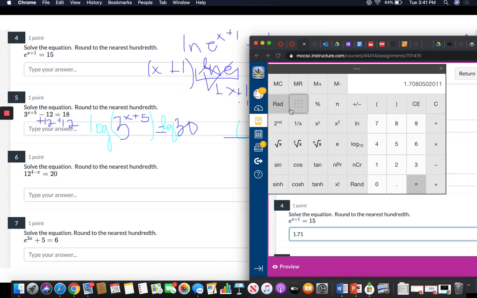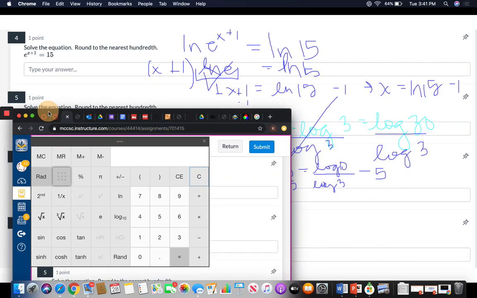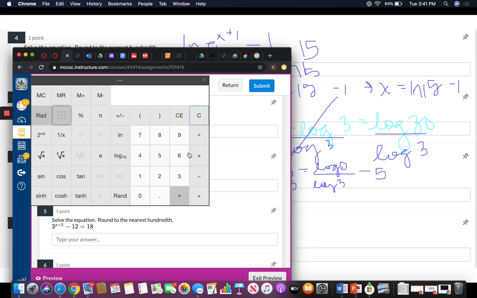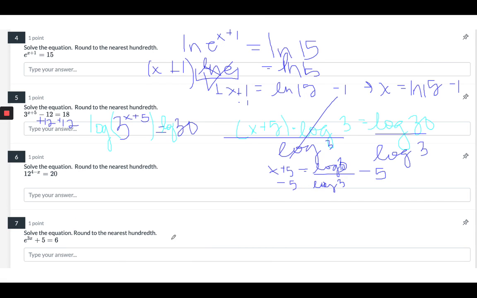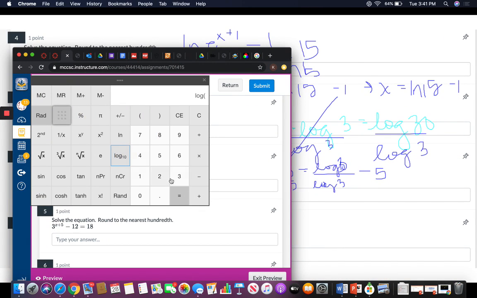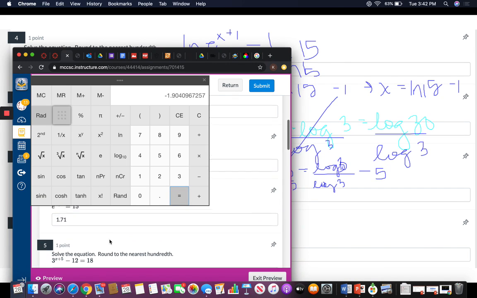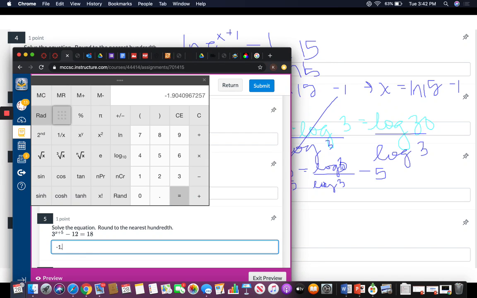So again, let me pull up Canvas and the calculator and scroll it down so I'm ready to type it in. We're going to take the log base 10 of 30, and divide it by the log base 10 of 3, and then subtract 5. Make sure that I close that parenthesis there, or it will be subtracting the 3 and the 5 first, and then hit equals to get our answer, which is going to be negative 1.90.